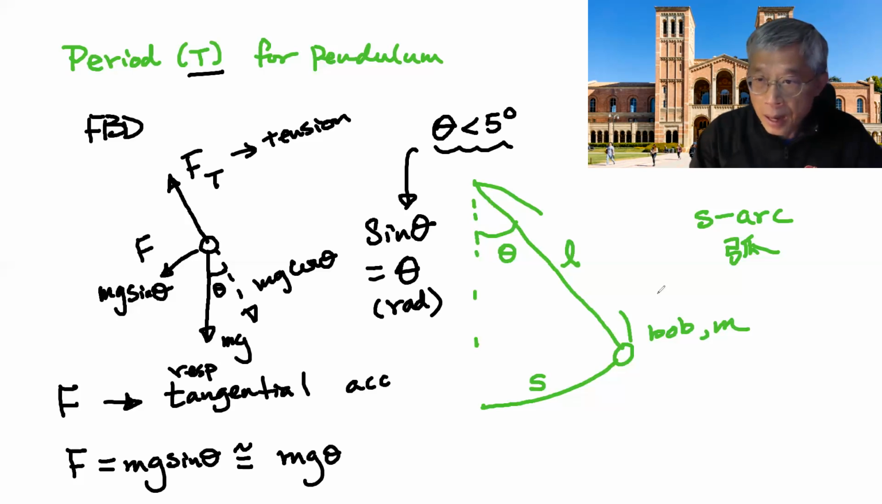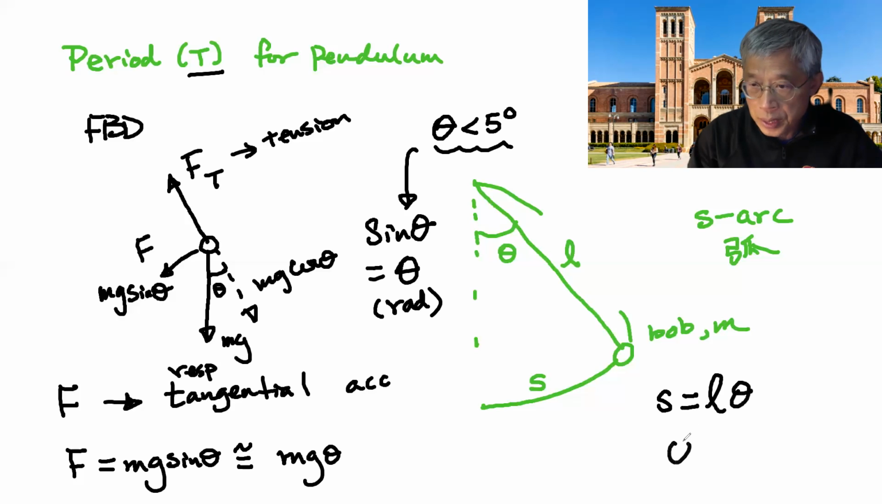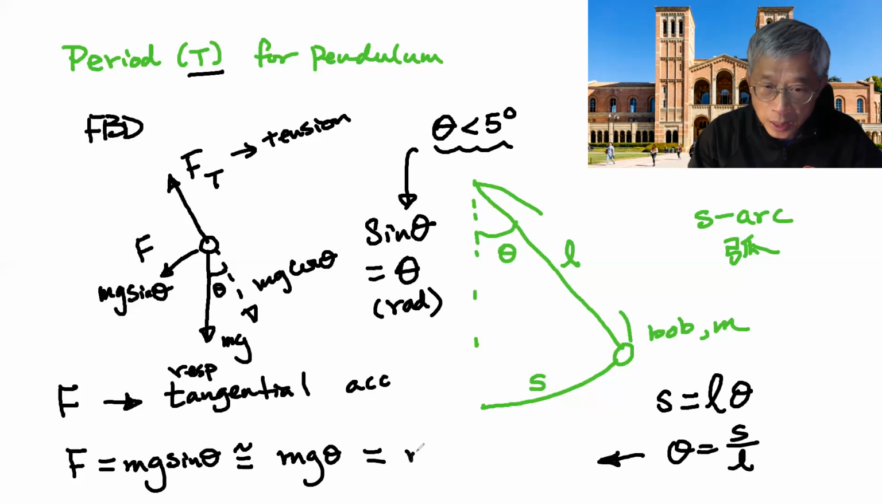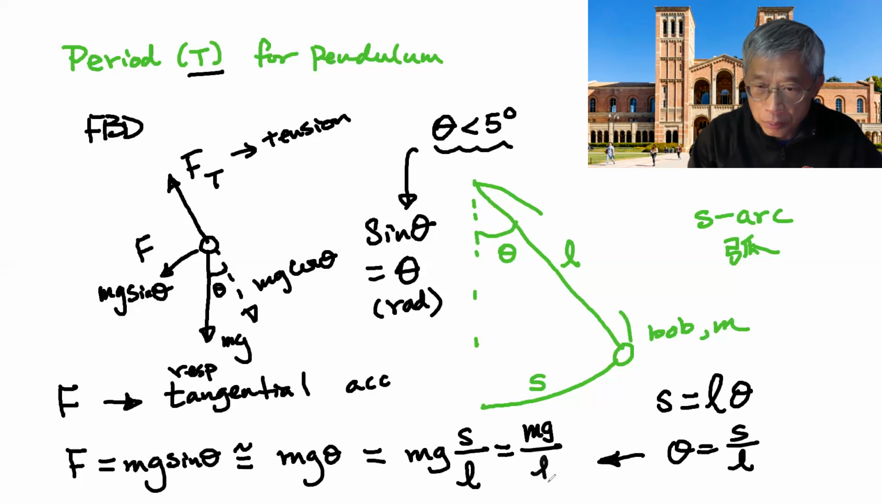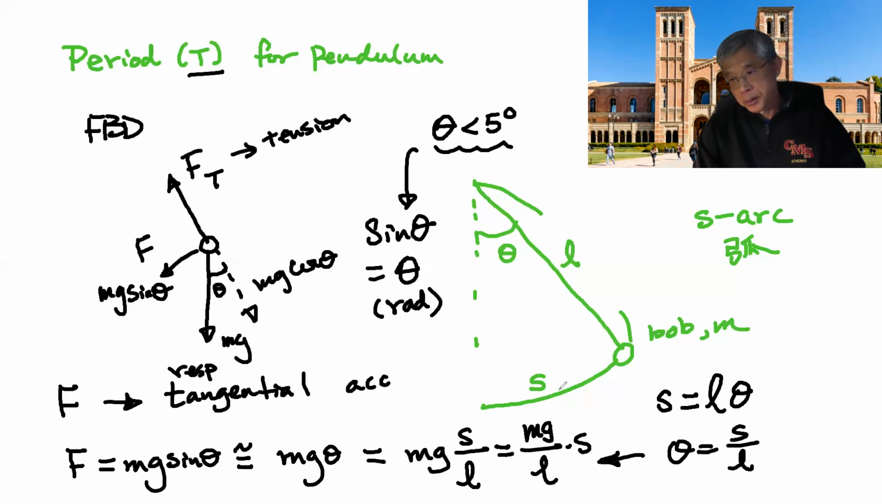Now from here, we have this relationship, S is equal to L theta. So theta is equal to S divided by L. We're going to put this into this formula, and that's equal to mg S divided by L. So this is the force, and we're going to rewrite it as mg over L times S. S is kind of like the displacement, right?